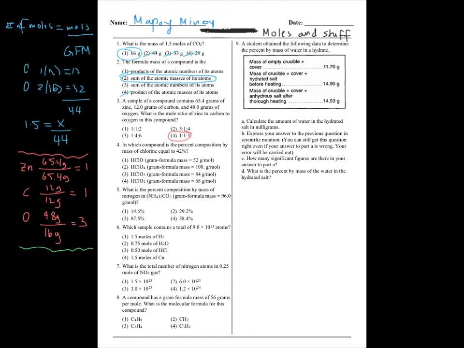Okay. Number 4, in which compound is the percent composition by mass of chlorine equal to 42%? What I highly suggest is look at each of these choices. We're looking at chlorine. The mass of each chlorine atom is approximately 35.5 grams, okay? 35.5 grams for every chlorine, and each of these 4 choices has only 1 chlorine. So that's the mass of your part.